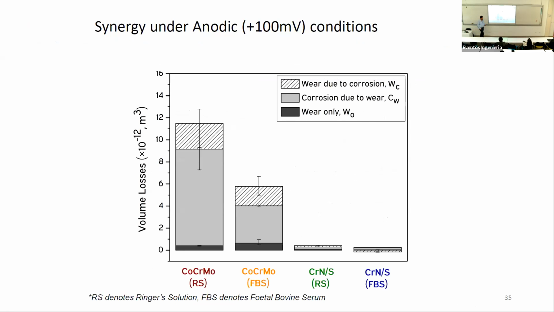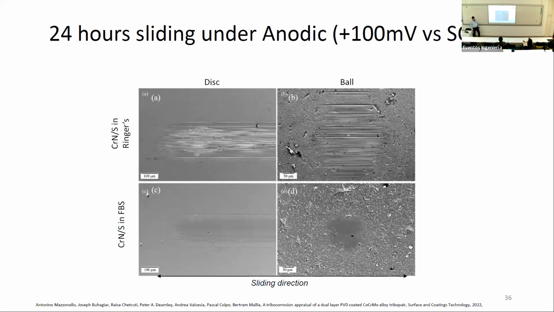So over here, we're seeing quite promising results. Cobalt chrome in Ringer's, high losses, high synergy, corrosion due to wear and wear due to corrosion. When we test in fetal bovine serum, the corrosion due to wear, the type 1, is reduced by a lot. Yes, because it's acting as a barrier to corrosion. The chrome nitride S, both in Ringer's and in fetal bovine serum, we're getting much less losses. So this is now quite a promising result.